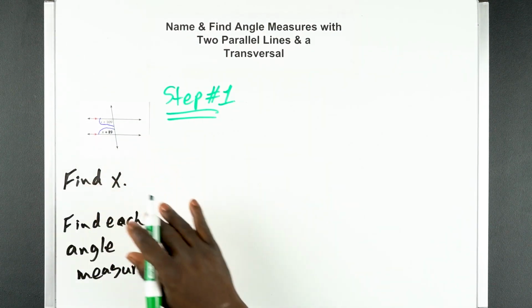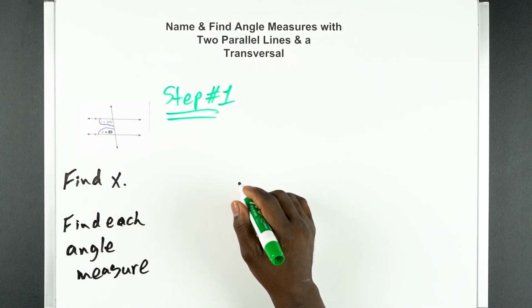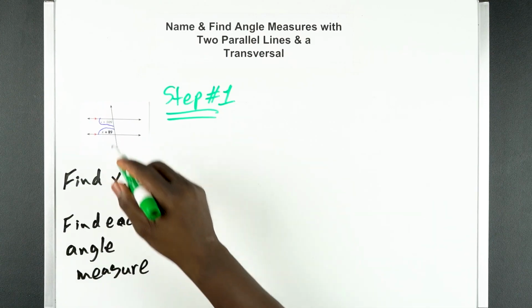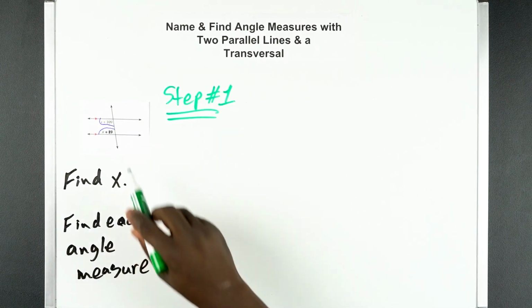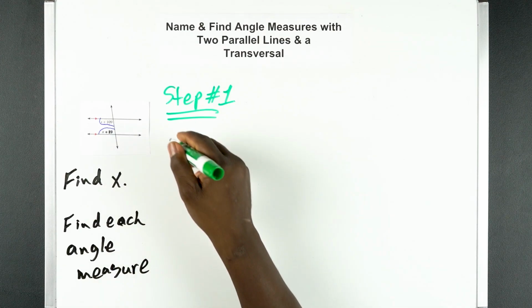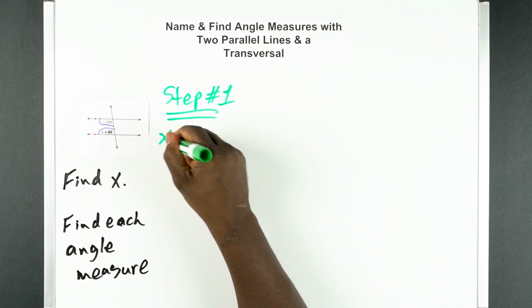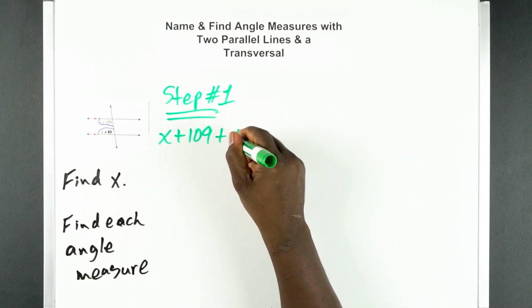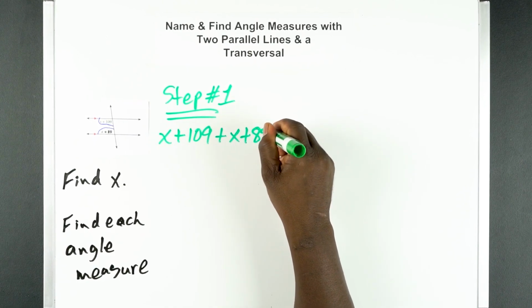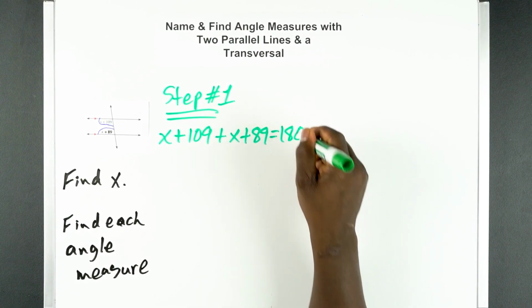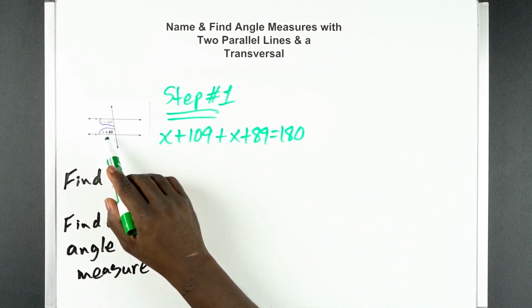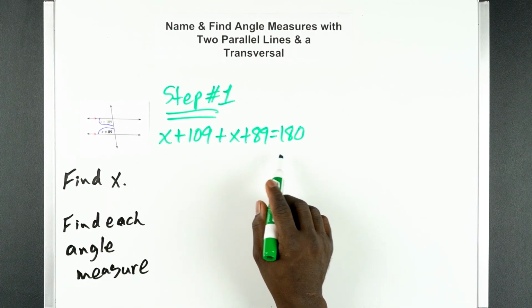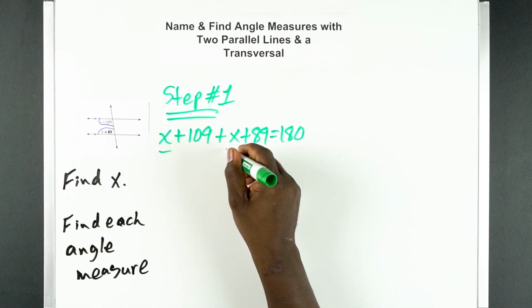So let's go ahead. When you do this geometry type problem, we're going to take this picture and convert it into an equation based on what we understand about what we're looking at. We understand that this is an angle pair that is same side interior, supplementary. So we're going to write that as an equation. X plus 109 plus x plus 89 equals 180. We wrote an equation based on what we understand about this picture. Now here comes the algebra. First thing I want to do is group like terms. So I'm going to identify my like terms.